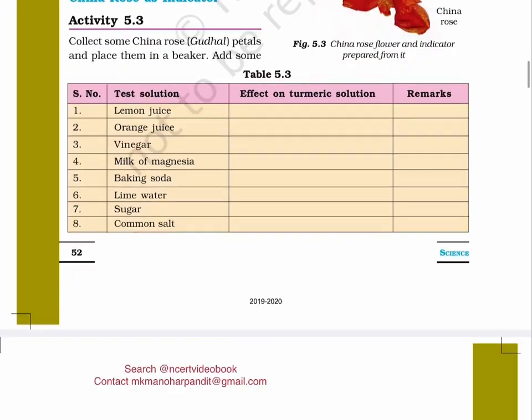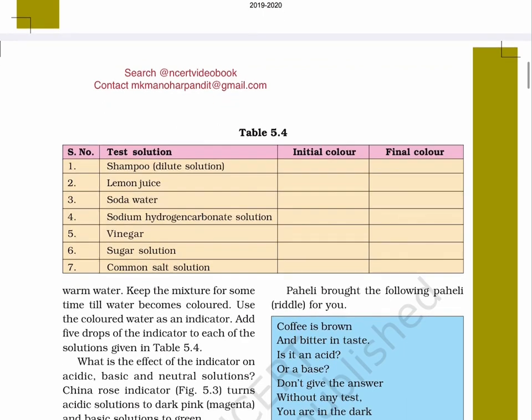Page 53. Table 5.4. In this table, there are 7 rows and 4 columns. In the first column, we have serial number. In the second column, we have test solution. In the third column, we have initial color. In the fourth column, we have final color. You have to fill in the last 2 columns.